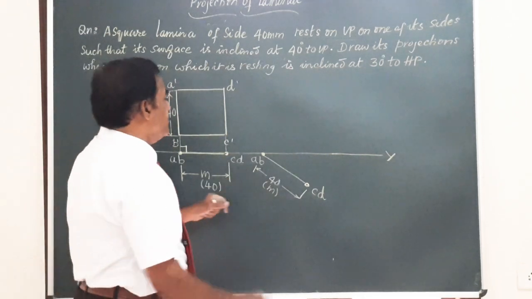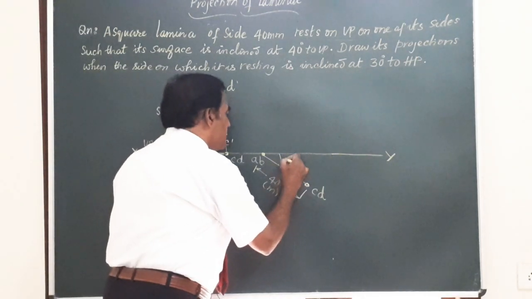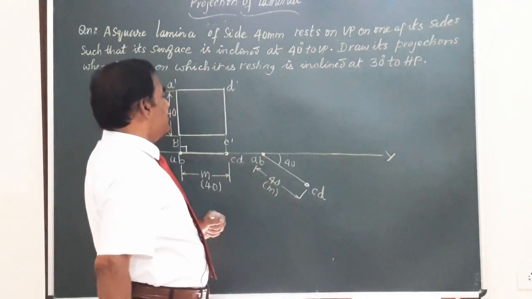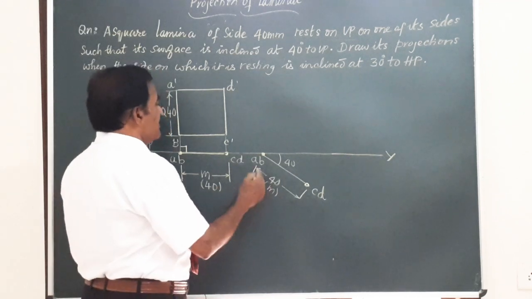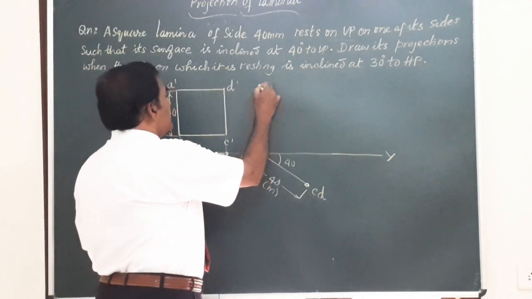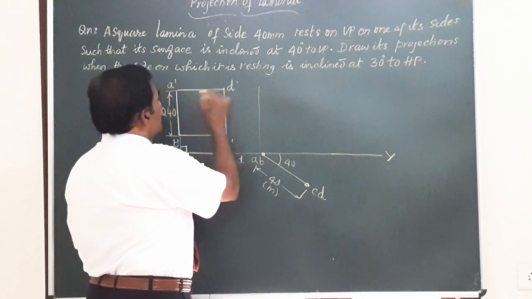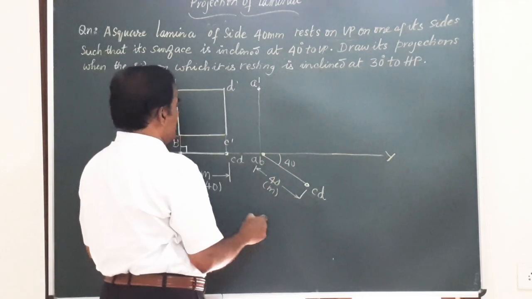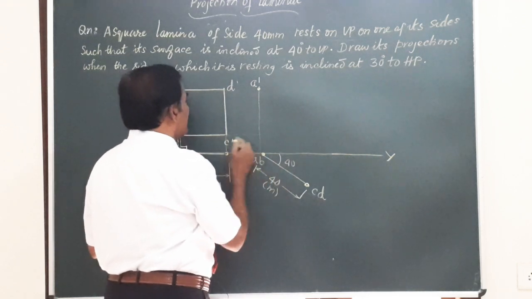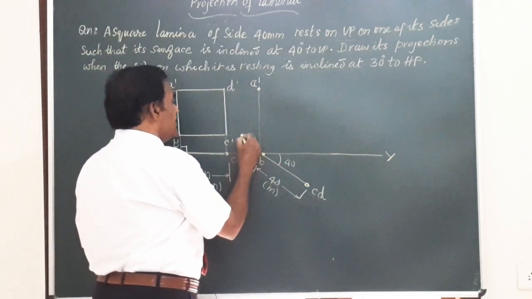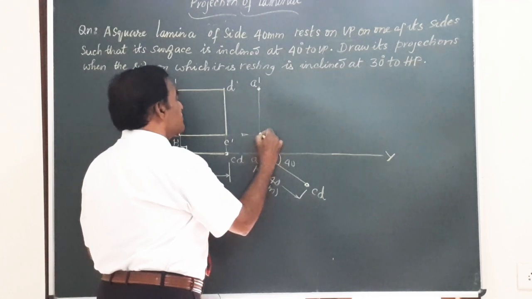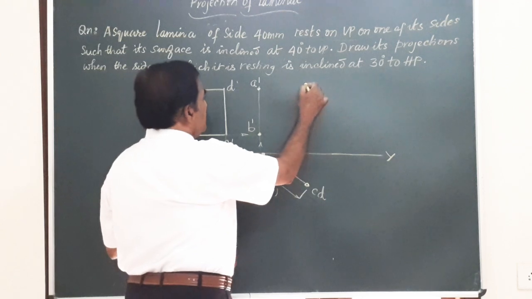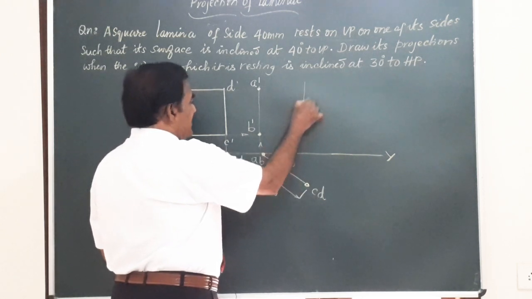So we have the top view when the surface is making 40 degrees with the VP, and now we get the front view. How to get the front view? You draw a vertical line from A and a horizontal line from here, and these two meet at this point, we call it A dash. Similarly, a horizontal line from B and a vertical line from B, these two will intersect at this point, which will represent B dash. Likewise, you can obtain C and D.